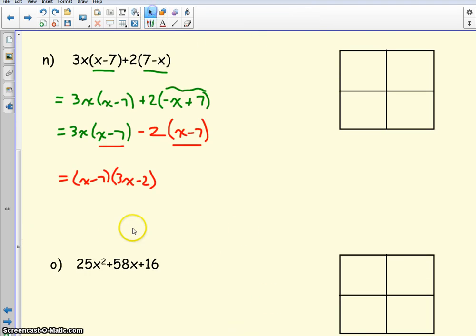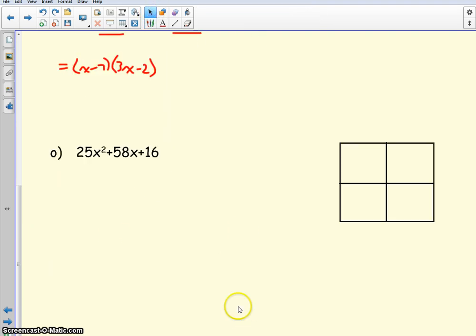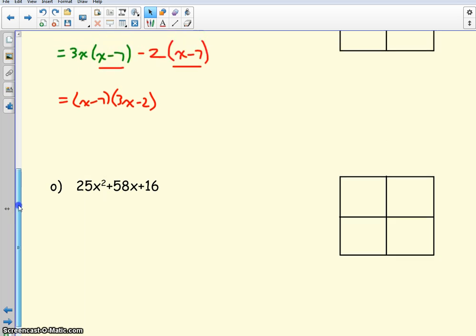Okay, and last but not least, 25x squared plus 58x plus 16. No common factors. Let's put this into the array, see what we can do. Now, you might notice here, perfect square, perfect square. Let's see if it happens to work out where this is a perfect square trinomial.